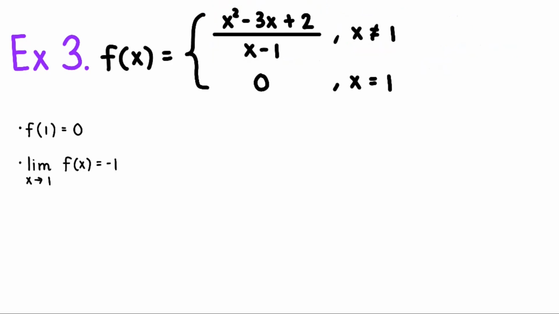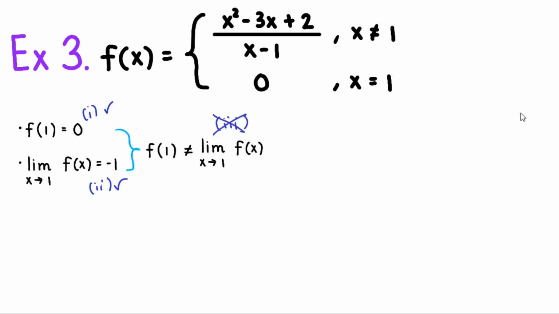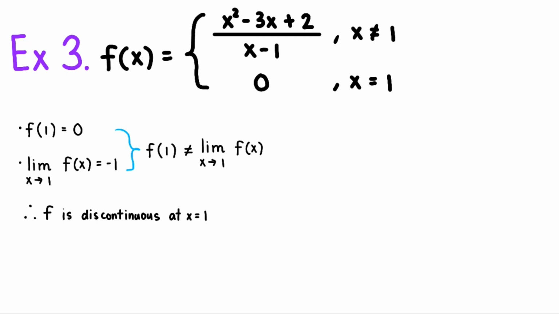So we'll have this. Clearly, even though the function is defined at x equals 1, it is given by 0, and the limit exists, these two aren't equal. So we say that f of 1 is not equal to the limit of f of x as x approaches 1. So in here, condition 1 is satisfied, condition 2 is satisfied as well, but condition 3 isn't satisfied. So we conclude that if at least one condition isn't satisfied, we say that f is discontinuous at that given point, which in this case is x equals 1.